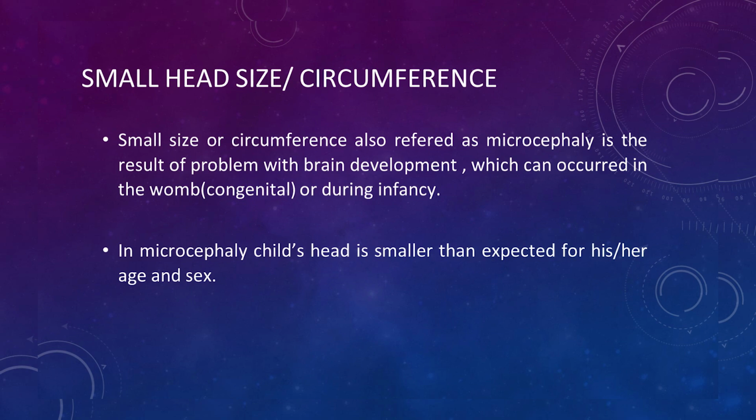Then after the low birth weight, another important point about measuring the child is a small head size or circumference. We name it microcephaly. The small size or circumference, also referred to as microcephaly, is the result of a problem with brain development which can occur in the mother's womb, that is congenital, or during infancy also. In microcephaly, the child's head is smaller than expected for his or her age and sex.